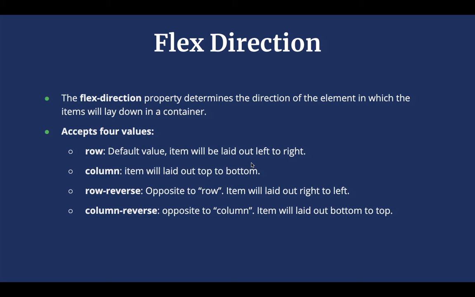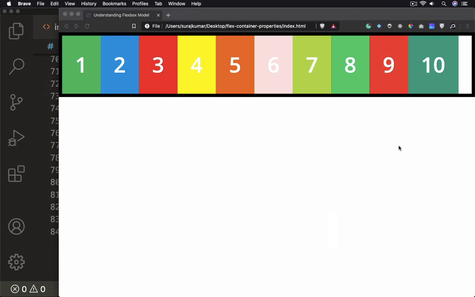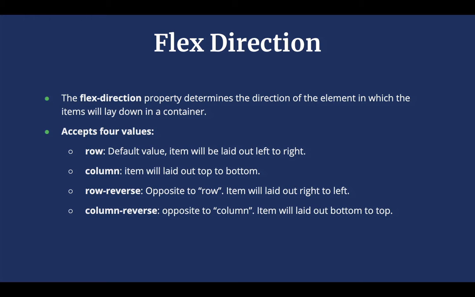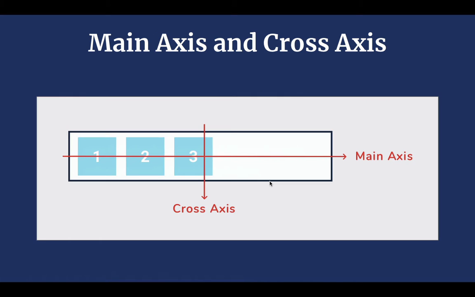Next we have the flex direction property. The flex direction property determines the direction in which the items will lay down. By default, when we say display flex, all the items line up horizontally or left to right, we can say. But inside the flexbox zone, saying horizontally will be wrong, because inside the flexbox model we have axes. We have the main axis and we have the cross axis. So what are these axes?